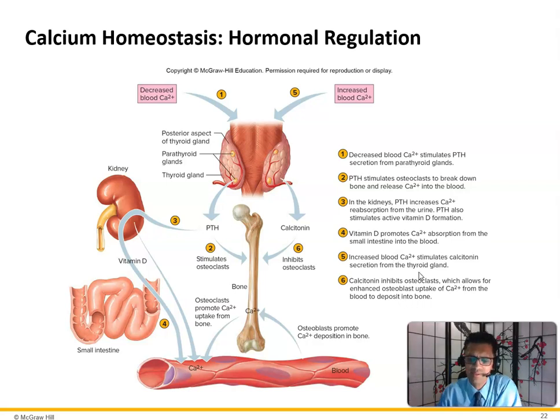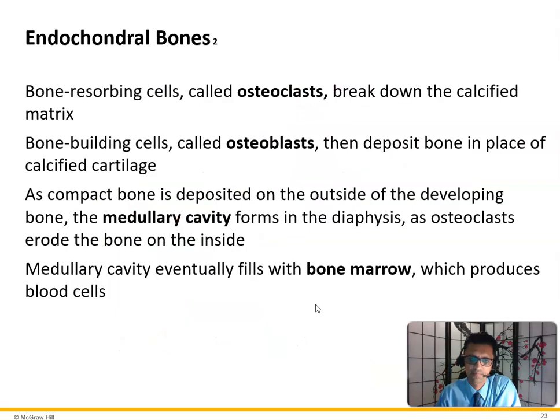So it's a whole process, and you don't even have to think about it, right? So if you follow this, steps 1, 2, 3, 4, 5, and 6. Okay, so that's how they regulate the calcium levels. Now again, just to reiterate, bone reabsorbing cells are called osteoclasts that break down the calcified matrix, and then bone building cells are called osteoblasts.